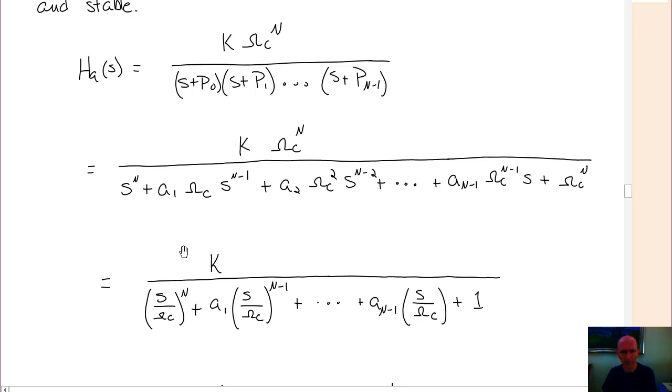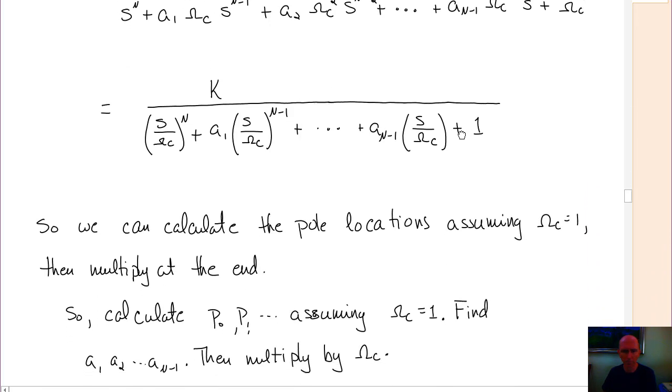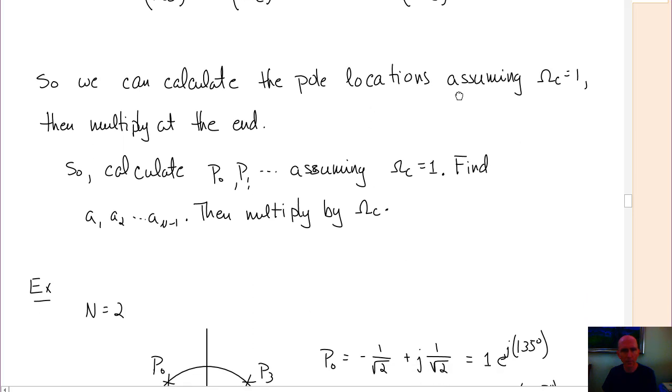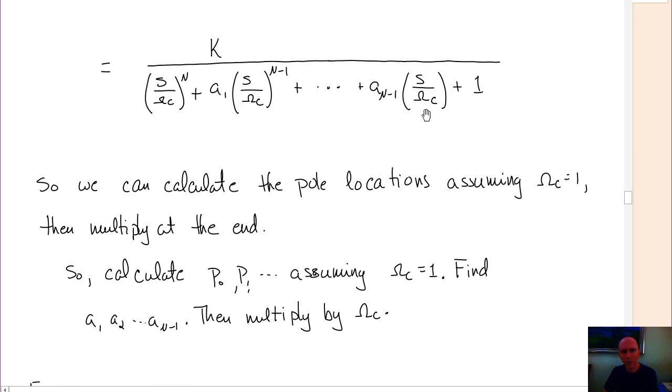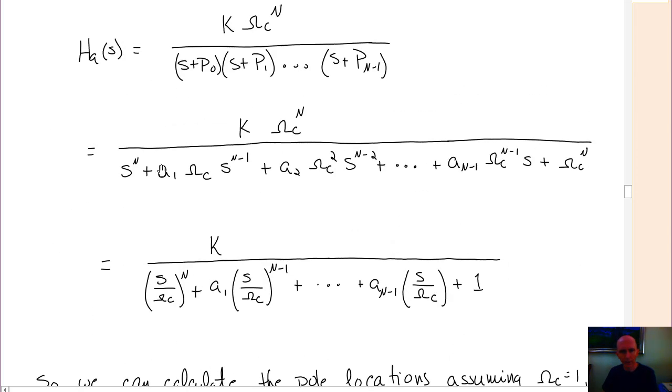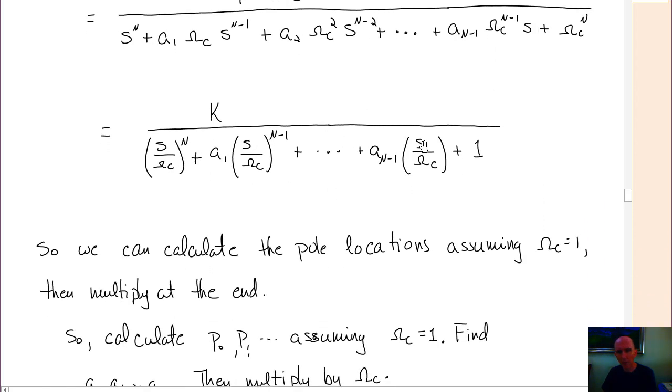And we already know what K is, we know what omega c is, and we know what n is. What we have to calculate now are these coefficients a1, a2, a3 to a_n. We know that the last one is always going to be equal to 1. Now, the easiest way to do this is not to use this polynomial. It's actually easier to use this one.